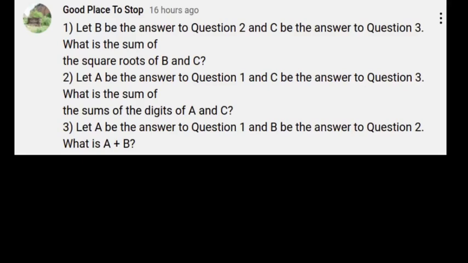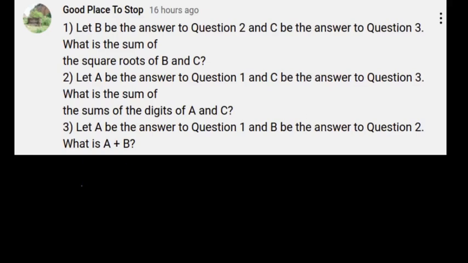As you can see, we are given some information in the form of questions. The number one question is, let B be the answer to question 2, C be the answer to question 3. What is the sum of the square roots of B and C? The second question is, let A be the answer to question 1 and C be the answer to question 3. What is the sum of the sums of the digits of A and C? And the third question is, let A be the answer to question 1 and B be the answer to question 2. What is A plus B?